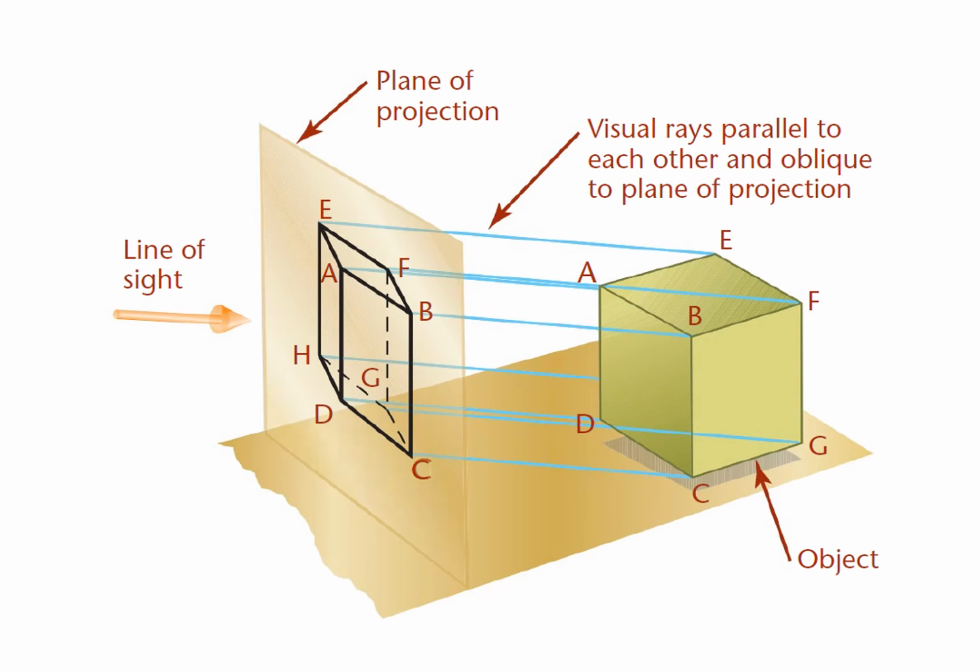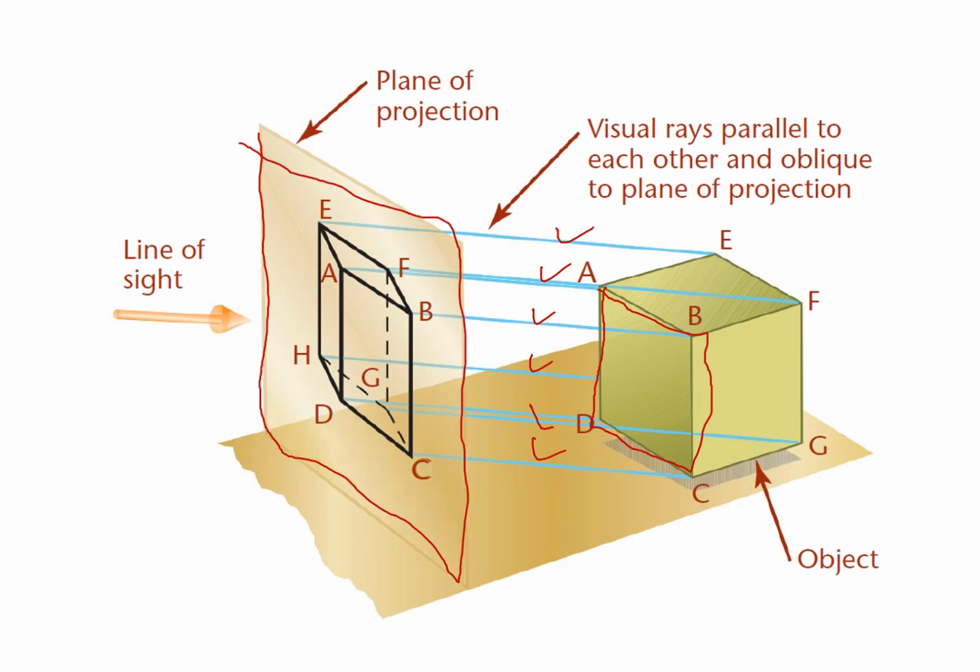This is again the type of oblique projection that is represented in a single image, and as you can see, the lines of sight are parallel. This plane of the object is parallel to this projection plane, and the angle between the lines of sight and the plane of projection is not 90 degrees, but a theta other than 90 degrees.